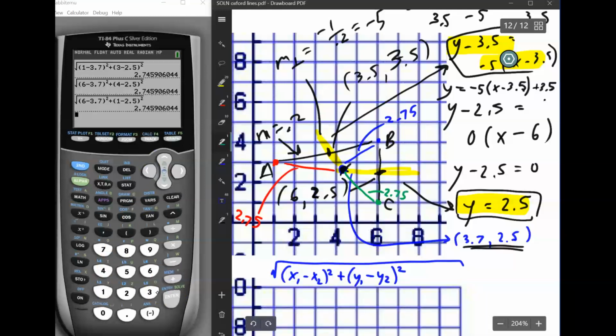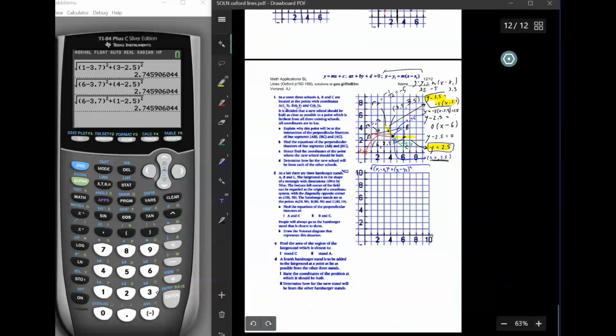So that kind of makes sense, right? The optimal place to put the new school is the same distance away from all the other schools. It's like not too far, not too close to any of the other schools. Okay, and that's exactly what the Voronoi diagram does. It tries to find those positions that are as far away as possible from all the schools at the same time. Okay, so let's try to do the next problem then.